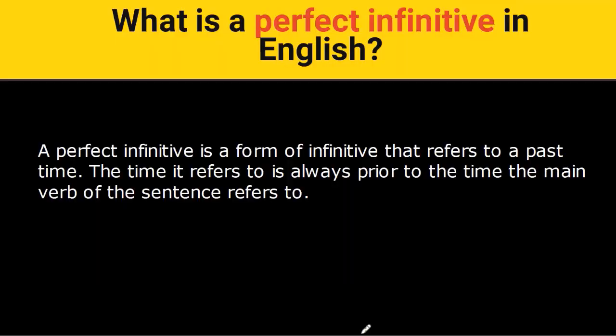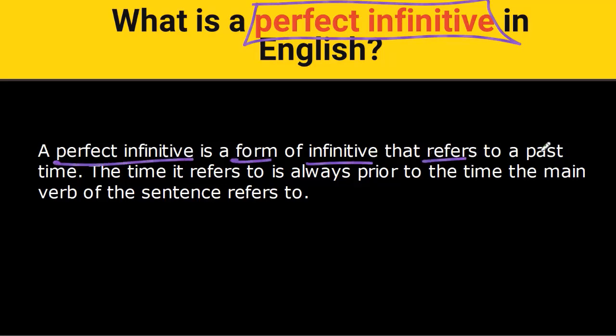Let's do it. All right, everybody, now let's understand what exactly a perfect infinitive is. So, guys, a perfect infinitive is a form of infinitive that refers to a past time. It is just a form. There are different forms of infinitives, all right? So, it is one of the forms of infinitive that refers to a past time, all right? Now this is very important to note.